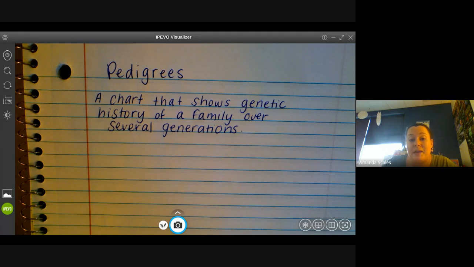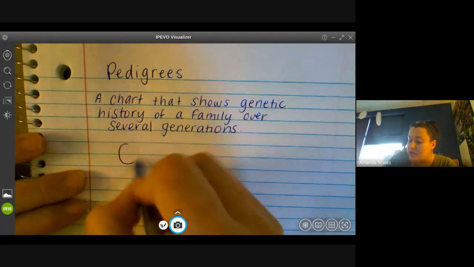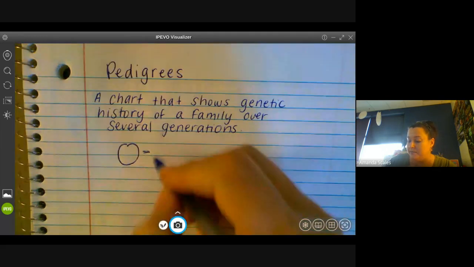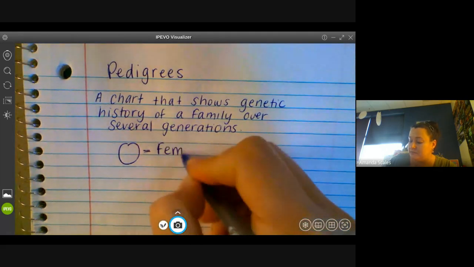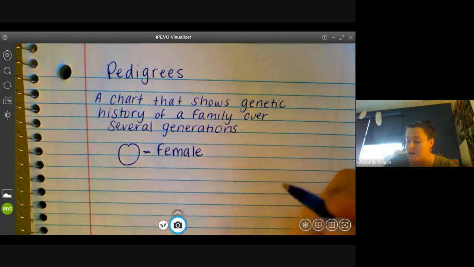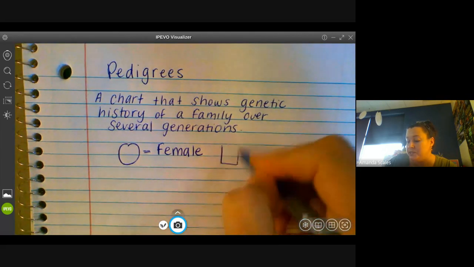So to make a pedigree, there's some symbols that you use. The first symbol is a circle, and the circle represents females in the pedigree. The other symbol is a square, and that's what you use to represent the males.